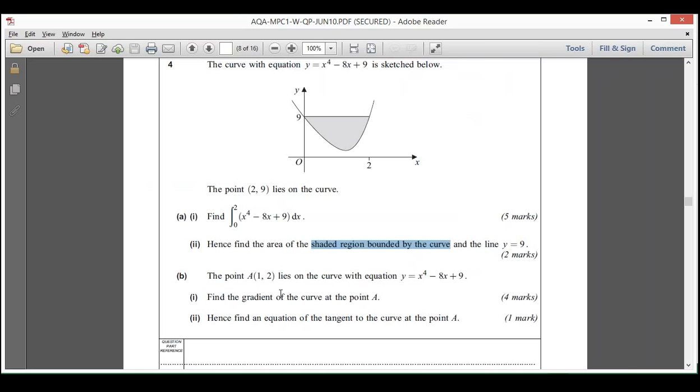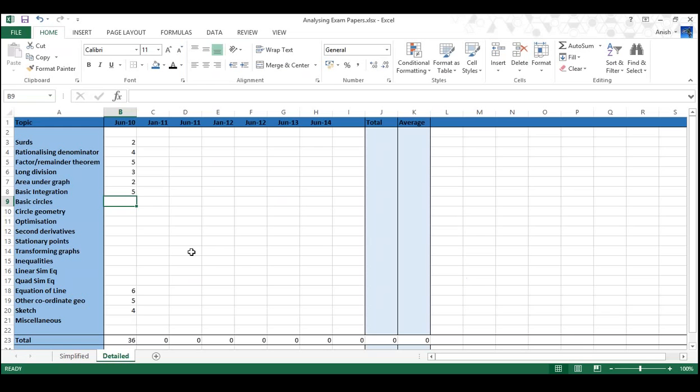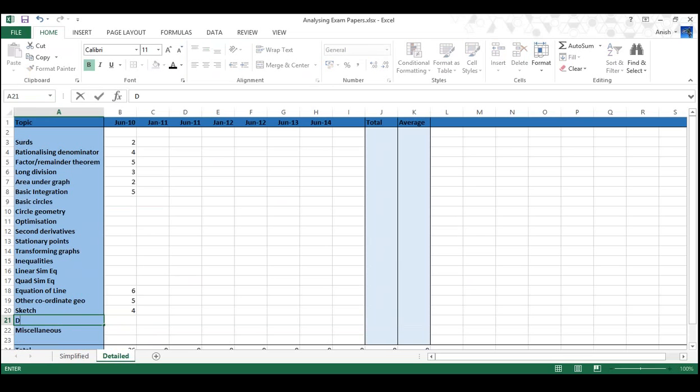Part B, find the gradient, hence find the equation of the tangent. So the gradient, that would come under dy by dx, so differentiation 4 marks, and then I could add that to the equation of a line. So 4 marks on differentiation and then 1 mark on, so differentiation, do I even have that? No, I don't. So 4 marks on differentiation and 1 mark on the equation of a line, making that into a 7.